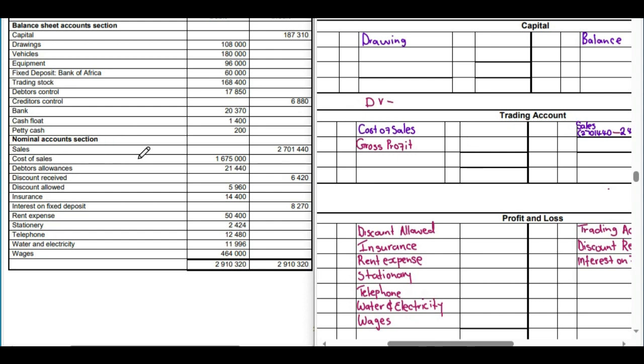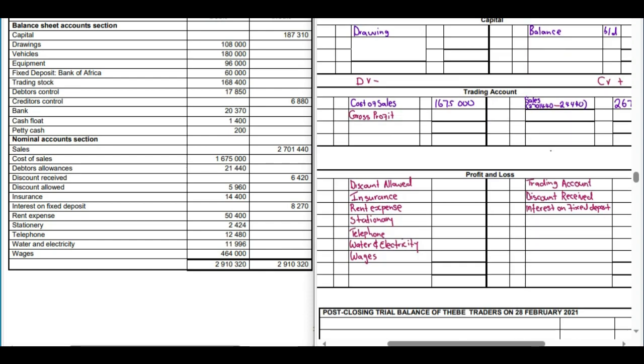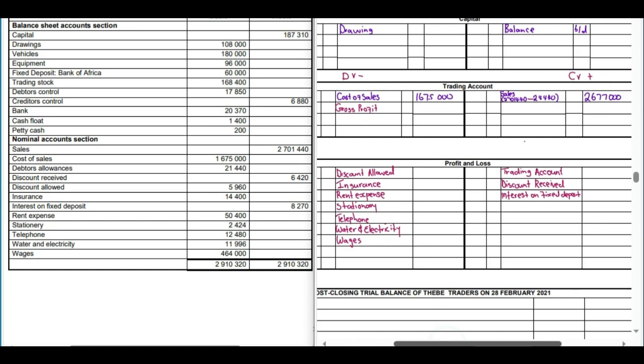Cost of sales from our pre-adjustment trial balance is how much? It's 1,675,000. And then guys, now we can close off our trading account by looking at the bigger side. So the bigger side is our credit side with how much? With 2,677,000, and then what you do on your right must happen on your left: 2,677,000.